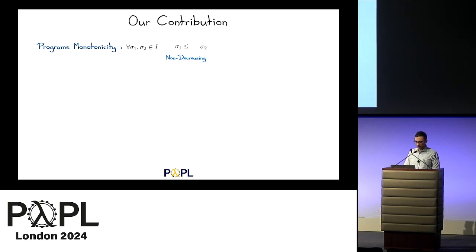I will define monotonicity as: for all possible comparable inputs, the result of the program on the inputs maintains the order. So the program preserves the order of the inputs, or for all comparable inputs, the program reverses the order of the inputs. So it is either non-decreasing or non-increasing.